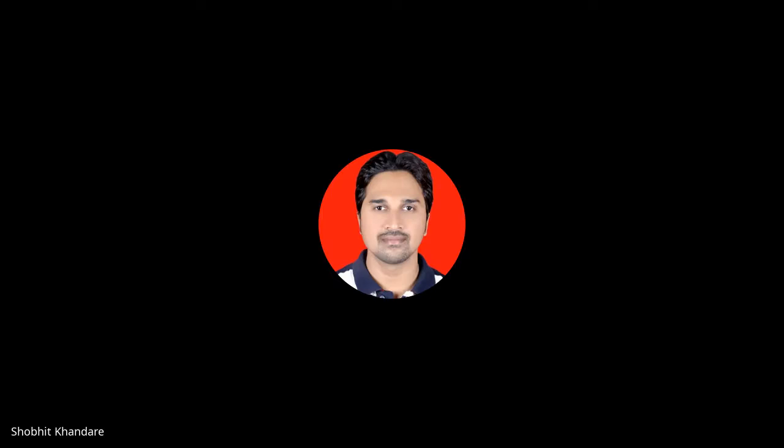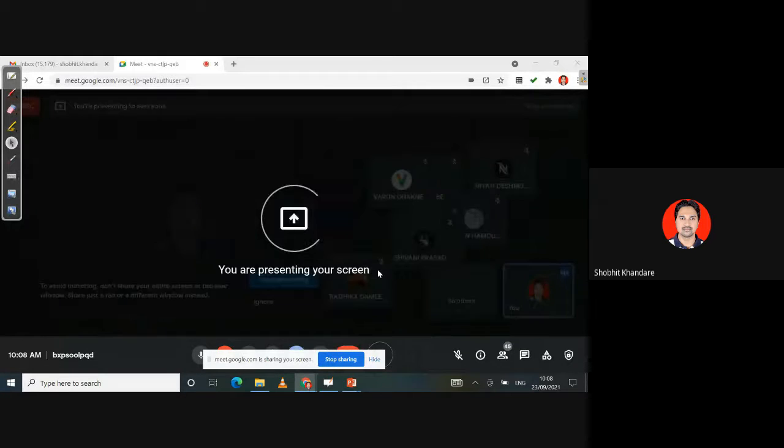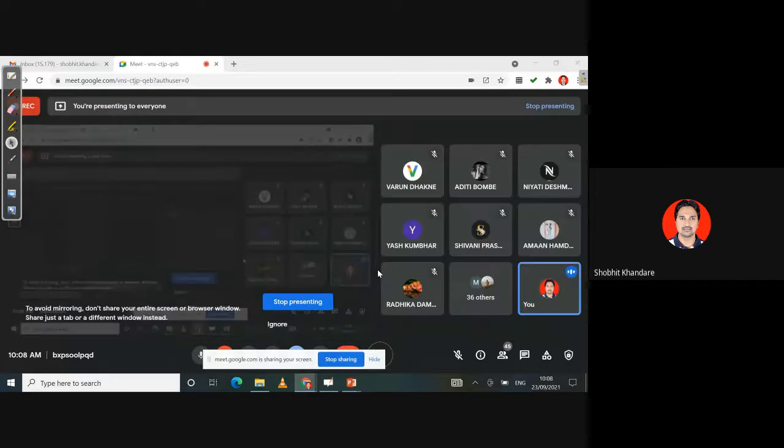Okay. So today's topic is related to logic families. I want everyone to write down on a fresh page the topic as: logic family and logic gates. Okay, so we will be starting with this.